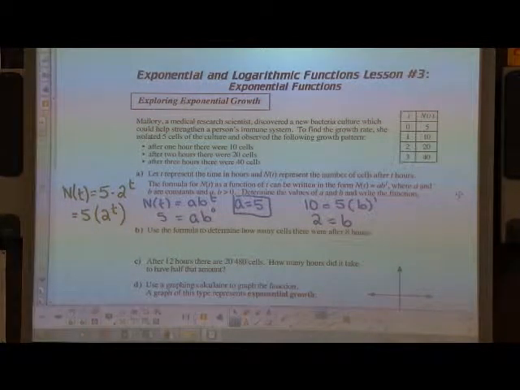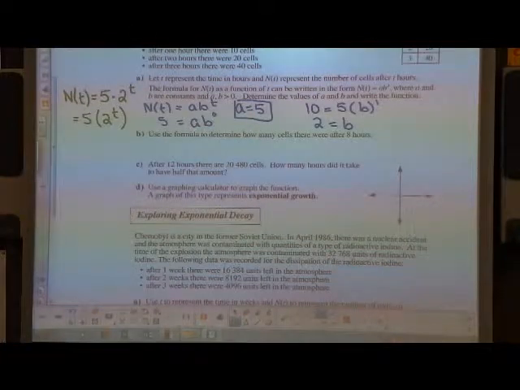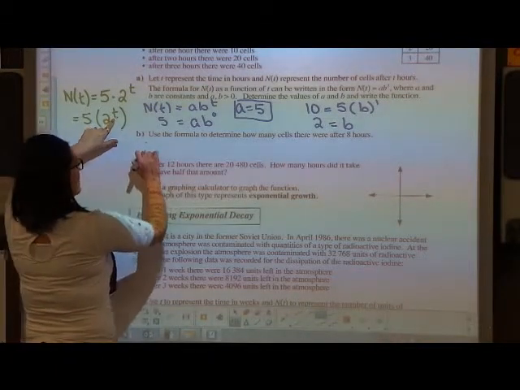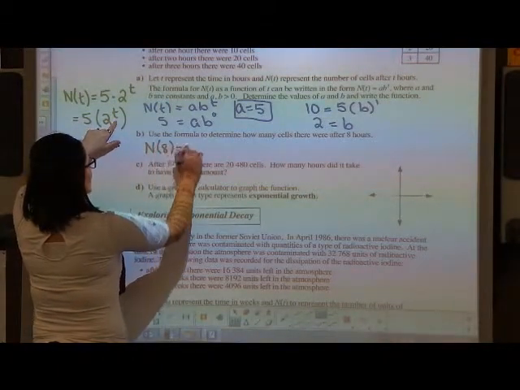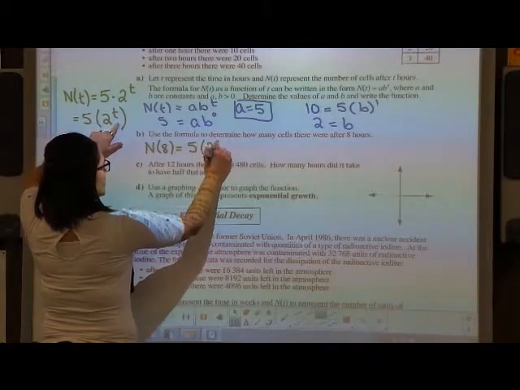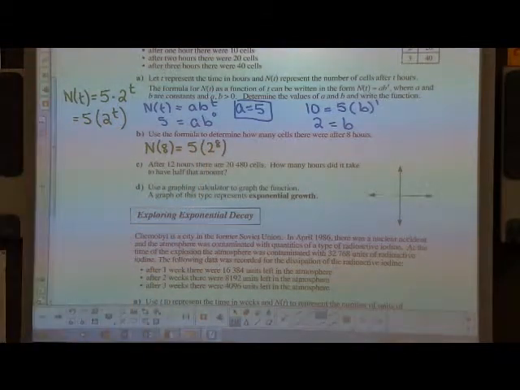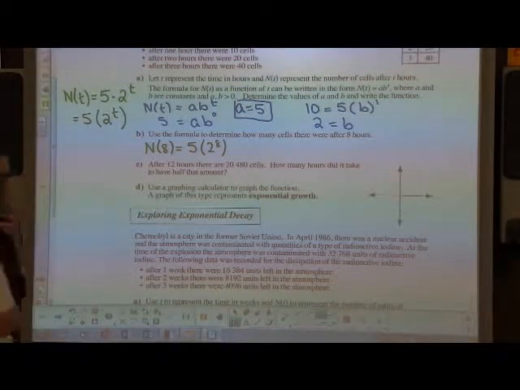So I can now use this formula, and I could determine how many cells there would be after 8 hours. I let t be equal to 8. So n of 8 would be equal to 5 times 2 to the power of 8. And tell me what that would equal. What'd you get? 1,280.